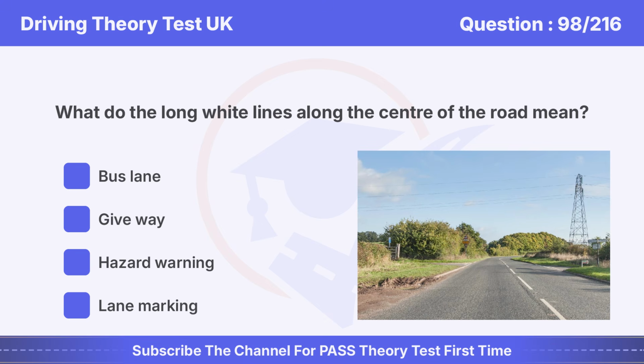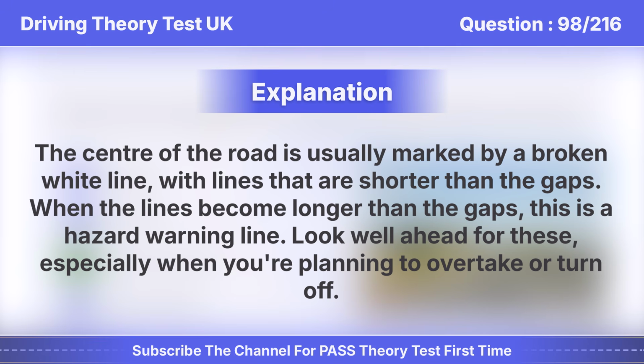Question 98. What do the long white lines along the center of the road mean? Answer is C. Hazard warning. The center of the road is usually marked by a broken white line, with lines that are shorter than the gaps. When the lines become longer than the gaps, this is a hazard warning line. Look well ahead for these, especially when you're planning to overtake or turn off.